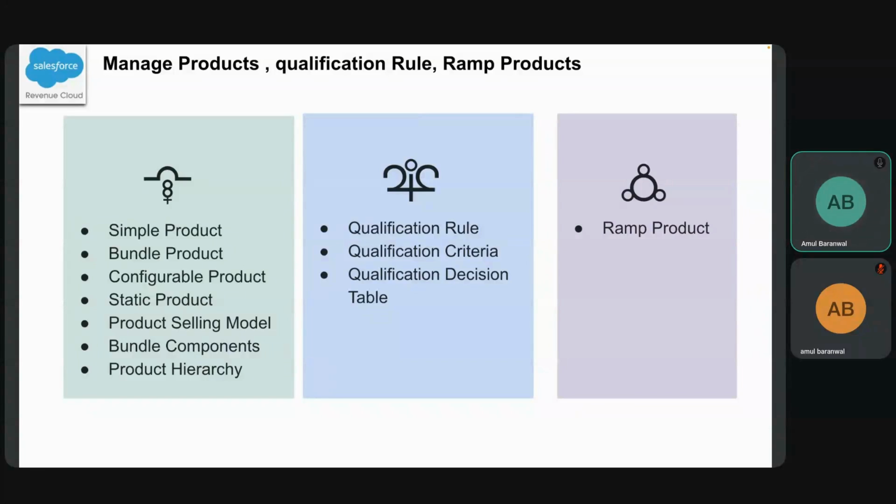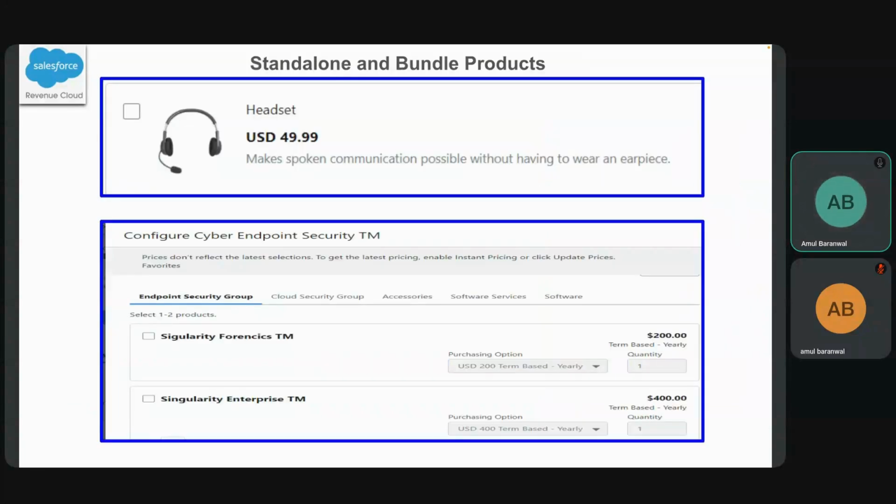And then we'll also talk about the RAM product. In the standalone product, if you see this headset is our standalone product. And if you are going to talk about the bundle product, in a cyber security, endpoint security product is a bundle product. I do have the different groups. Under each group, I do have the different components in it, and these components are individual products, which are called the Singularity Forensic and the Singularity Enterprise. So these are all products that we have added as a component into the bundle actually. So these are all configurations we'll see in detail, including our pricing part also.